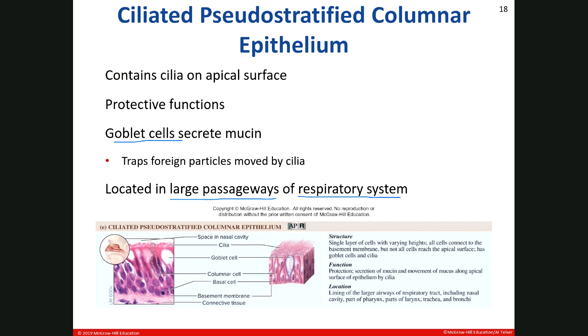All right, so if we look at this picture here, and I'll even zoom in a little bit. I know I said I wasn't going to, but you can see how it looks like, because you've got a nucleus up here, a nucleus down here, it looks stratified, all right? But obviously it's not. Every single one of these cells is connected to the basement membrane here, but you can tell that some of them aren't making it to the apical surface.